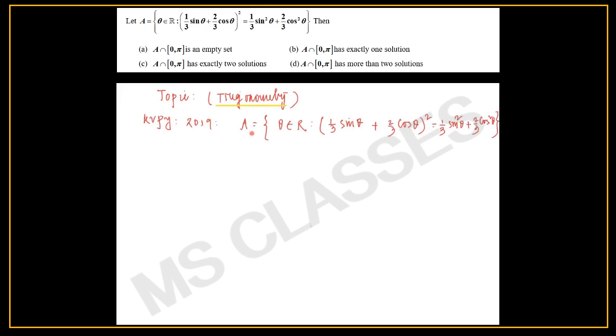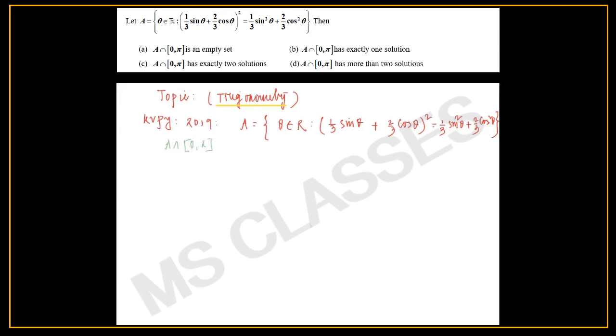Now you have to understand the meaning of what they are asking in the question: A intersection 0, pi. That means, in short, those values of set A which are lying in this interval. So for that we will first simplify this equation. Then we can understand what possible solutions of theta will be lying in it. So we take this one.